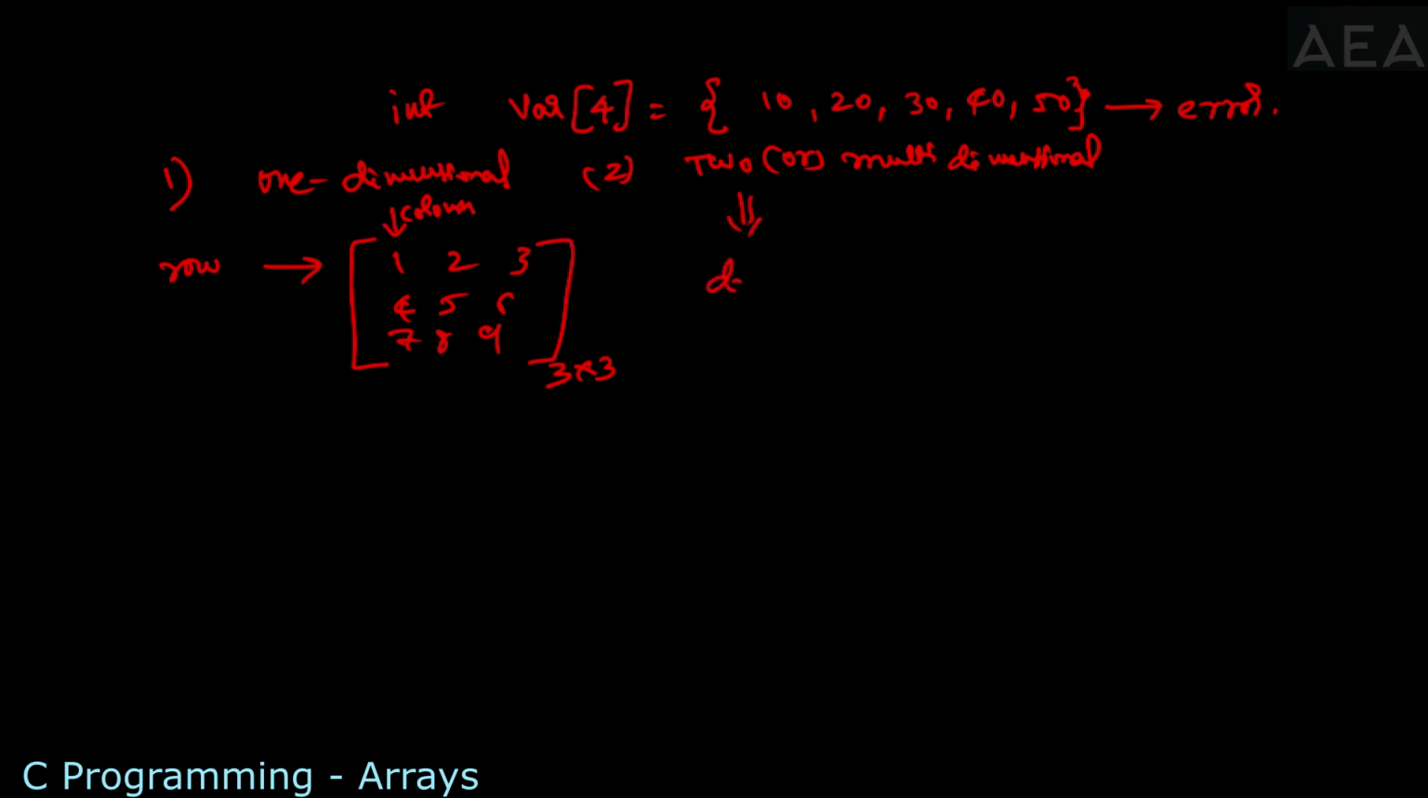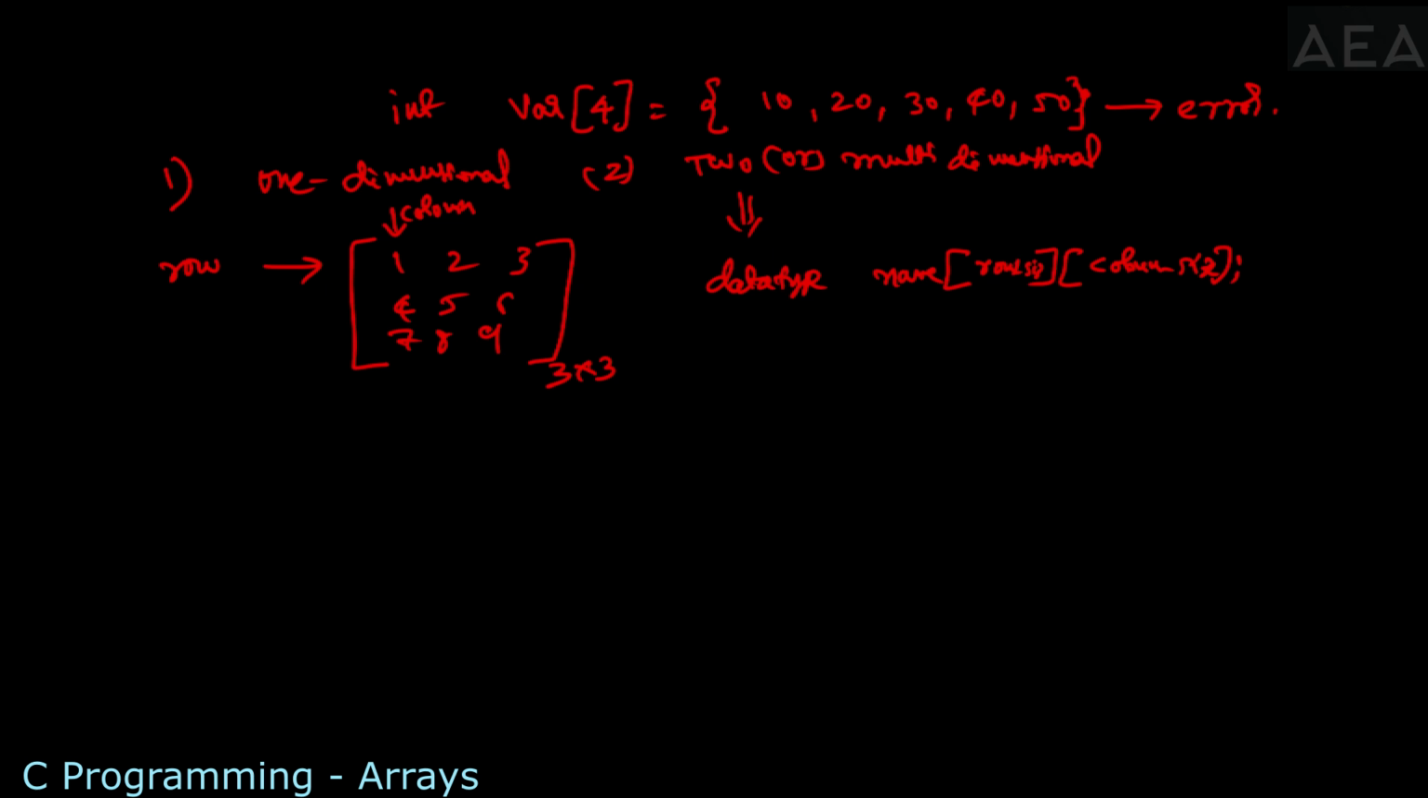first of all we have to write the data type, right? Later write the name of the array, and later you have to write the square brackets like this. Within the square brackets, first you have to write the row size, and later it is compulsory to mention the column size. Row size and column size are compulsory here. Then it comes under a two-dimensional array.